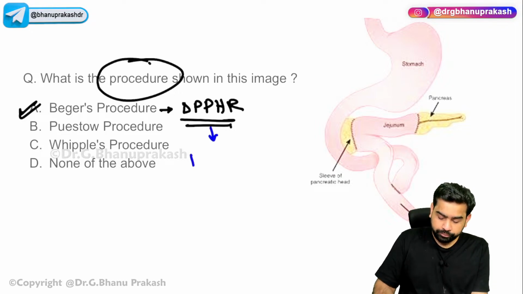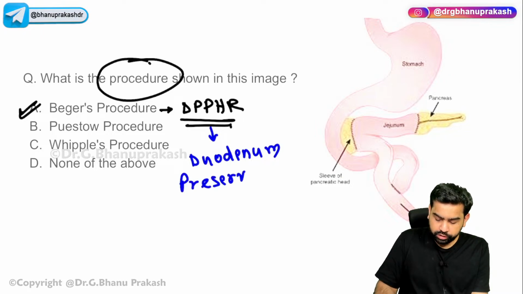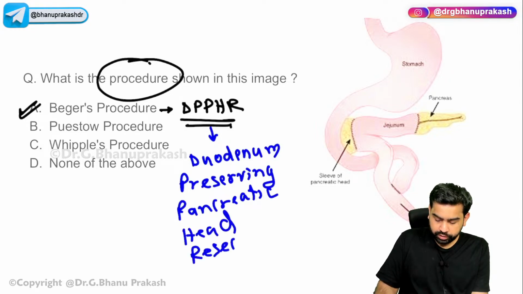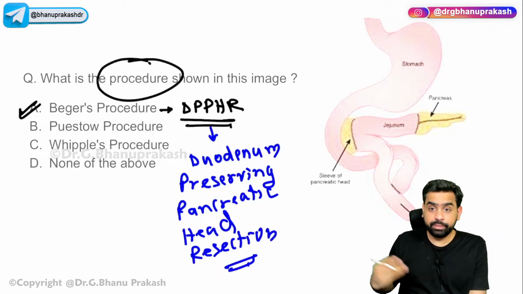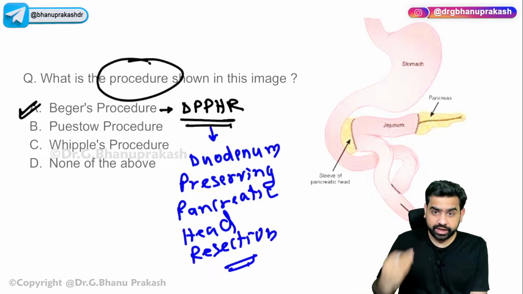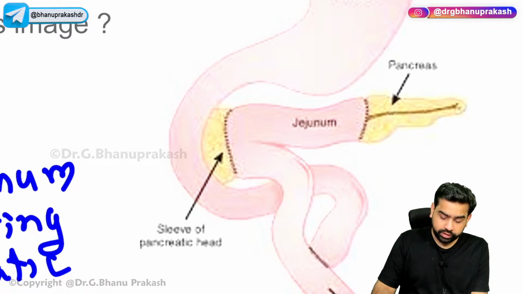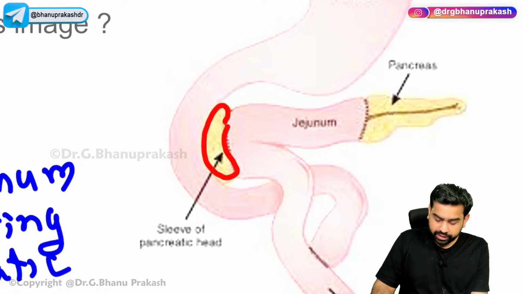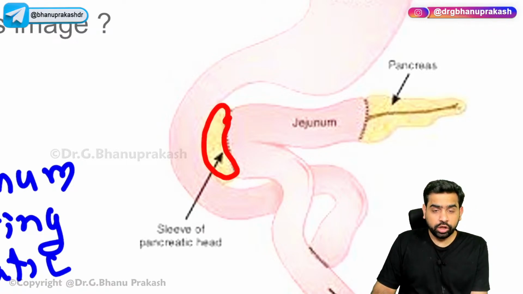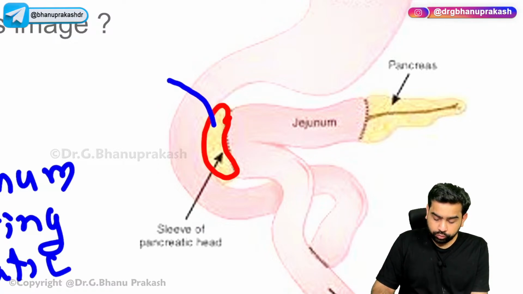So what is this DPPHR? DPPHR basically stands for duodenum preserving pancreatic head resection. So what you are finding over here is that this small rim of pancreatic tissue is retained. Why is this small rim of pancreatic tissue retained? Because you want to preserve the bile ducts.